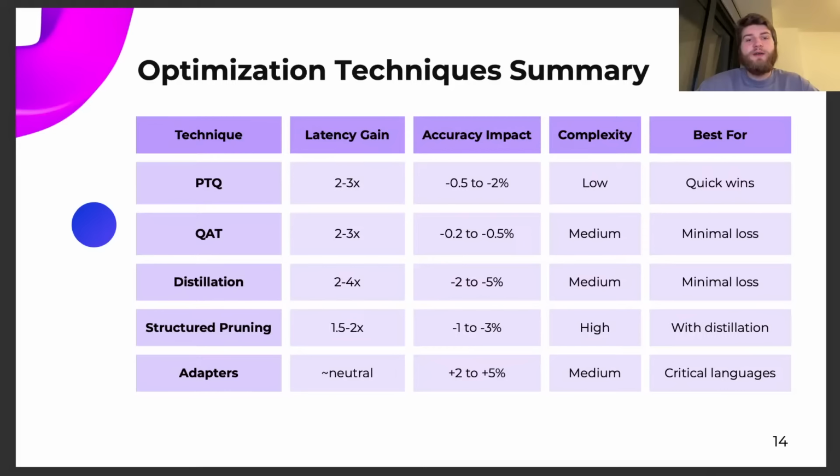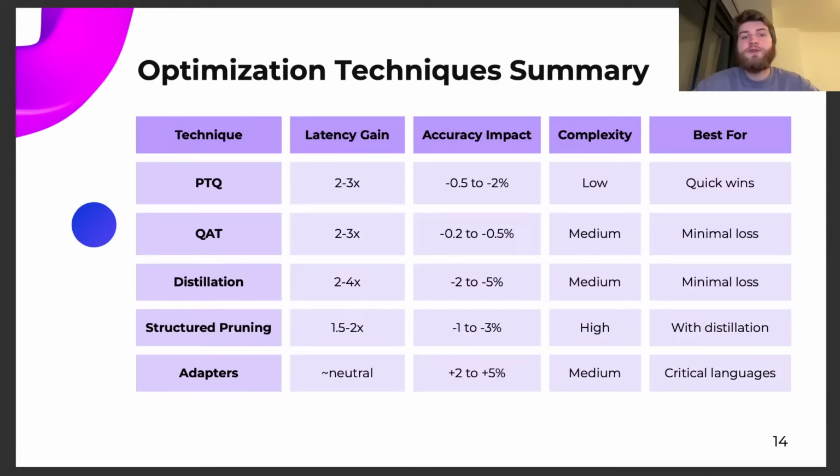Knowledge distillation. Latency reduction is 2 to 4 times, accuracy impact is typically a 2 to 5% drop. Implementation complexity is medium, and it works best when you need significant model size reduction while preserving accuracy across languages. Then you have post-training quantization. Latency reduction is 2 to 3 times. Accuracy impact is a 0.5 to 2% drop, but higher for low resource languages, and implementation complexity is low. It works best for quick wins when accuracy margins allow.